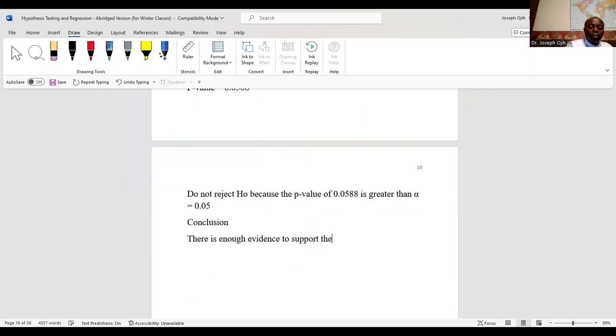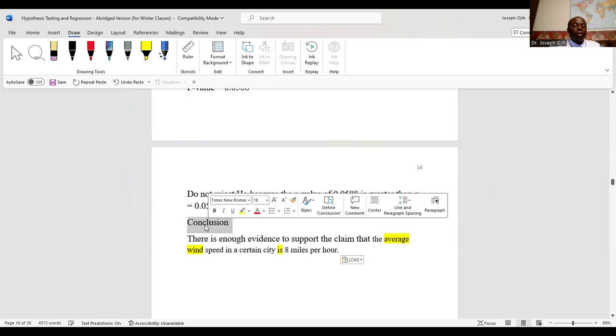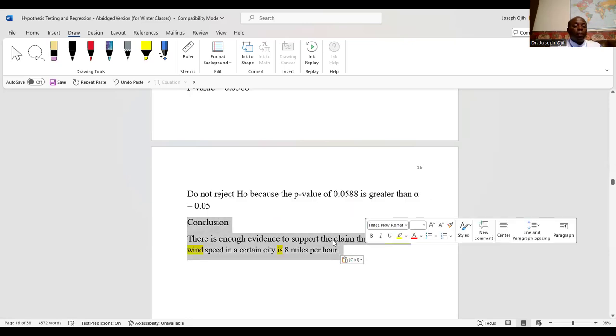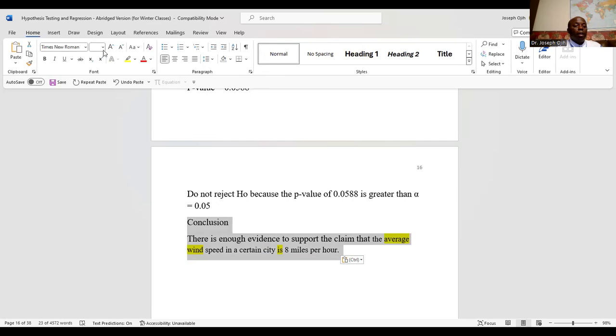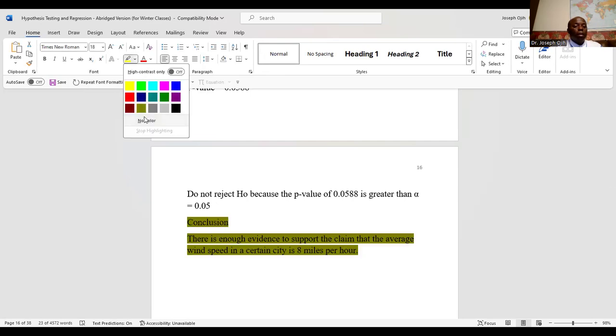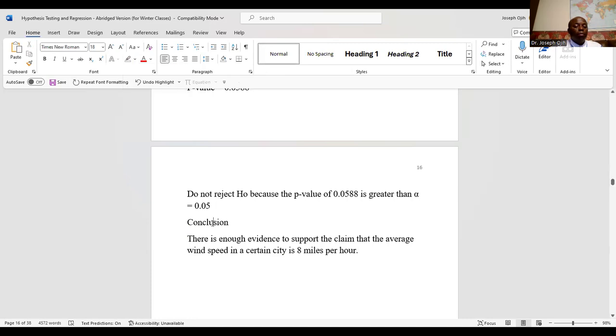The claim that the average wind speed in a certain city is 8 miles per hour. Okay. Any question on this one?